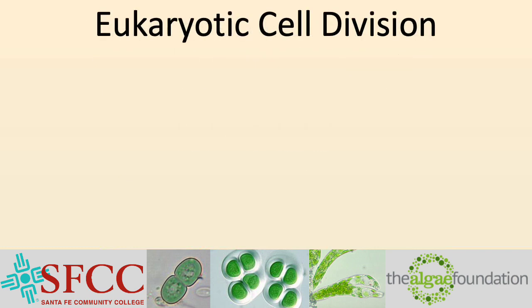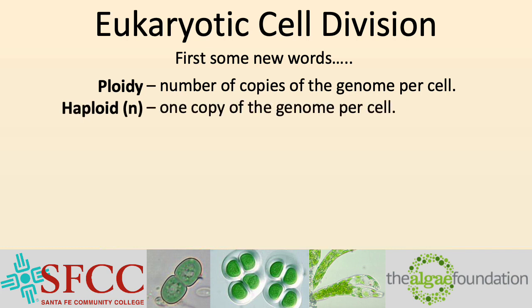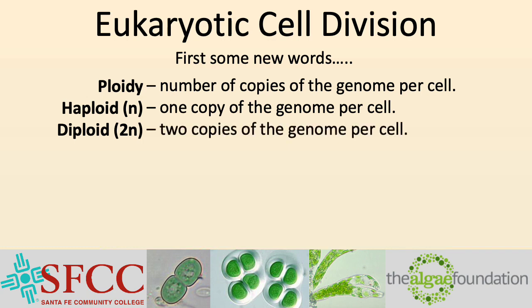Before we get too far into discussing mitosis, we need to learn some new words. Ploidy is the number of copies of the genome per cell. Is a chromosome present in one copy, two copies, or more copies? Haploid, denoted by small n, means the cell has one copy of each chromosome in the cell. Diploid, denoted by 2n, or twice small n, means the cell has two copies of each chromosome in the cell.